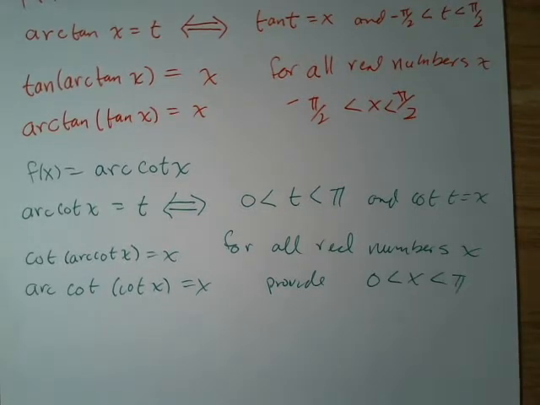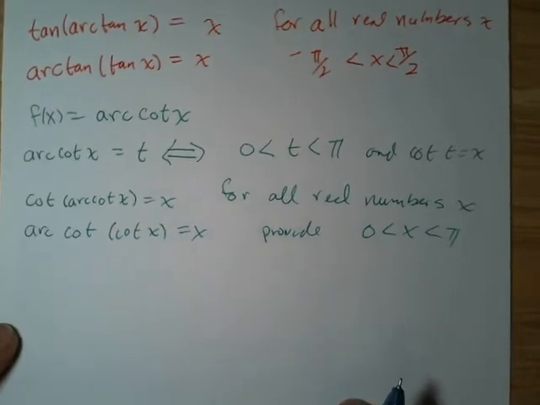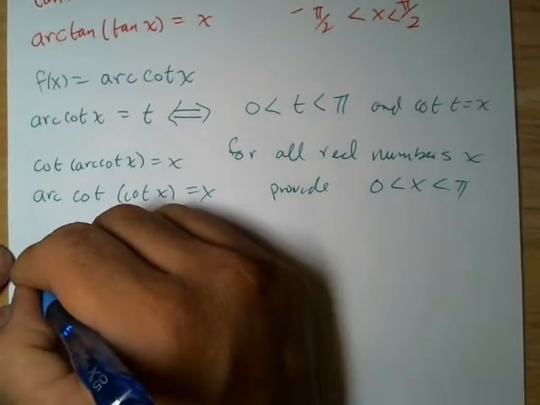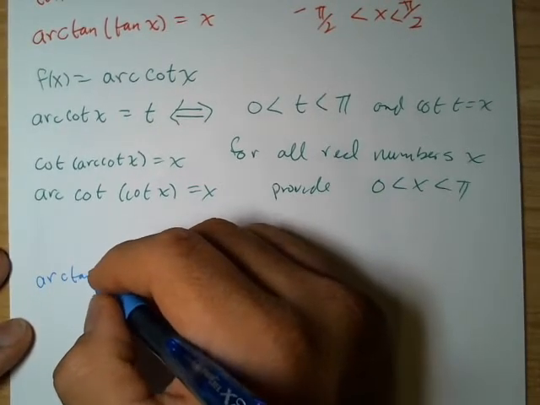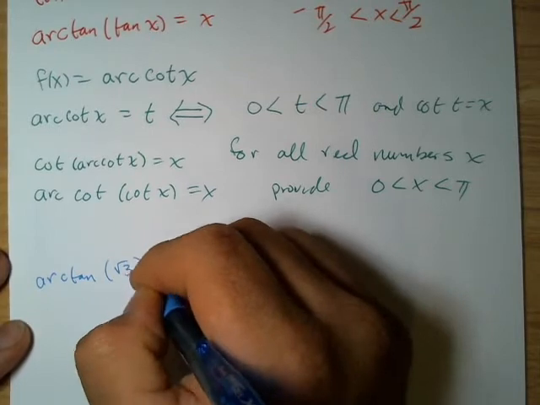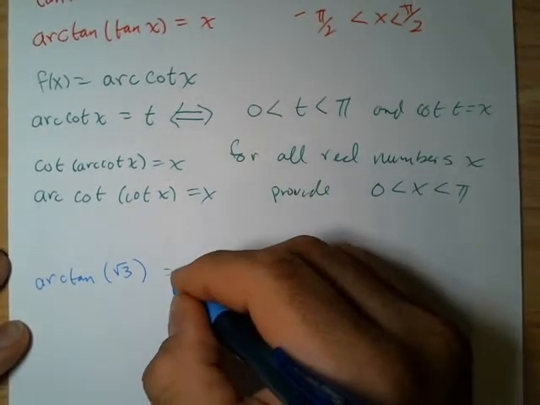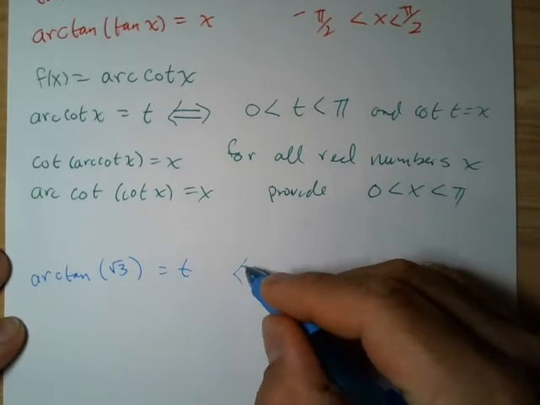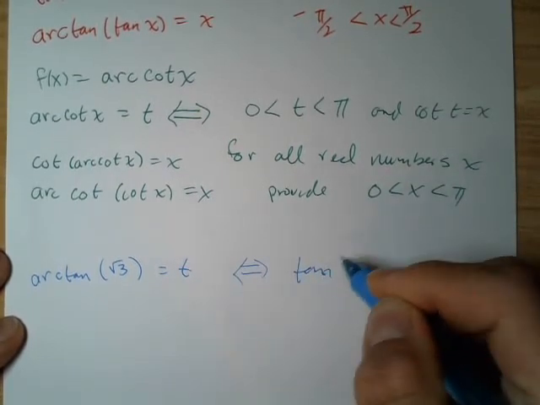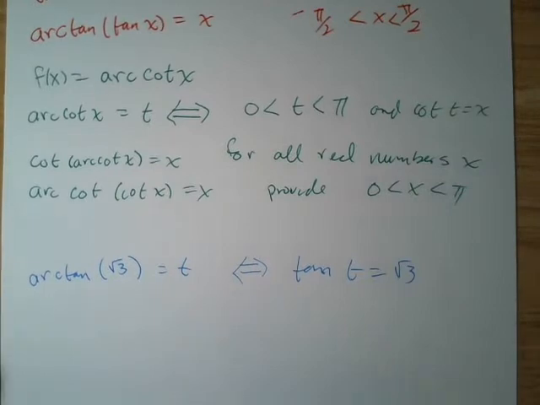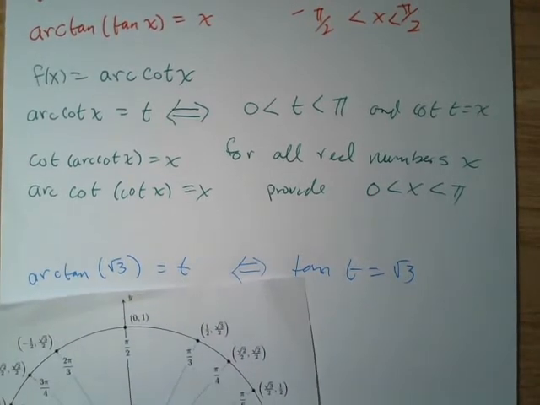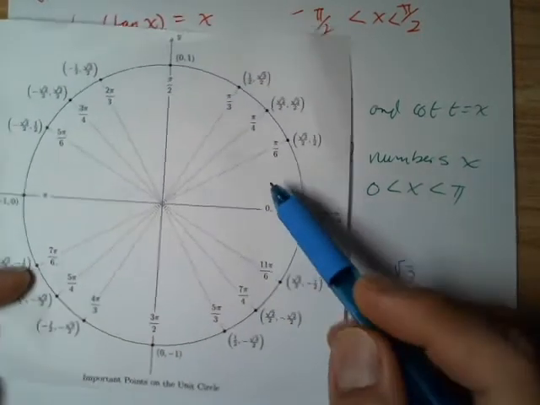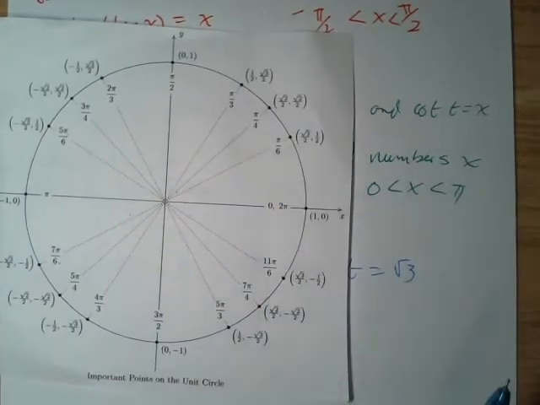All right, so let's look at some examples here. The arc tangent of root 3 is equal to some value t, and again, this is true if and only if tangent of t is equal to root 3. Now remember that we are restricted for that angle t to values between pi over 2 and negative pi over 2, so angles in quadrant 1 or quadrant 4.